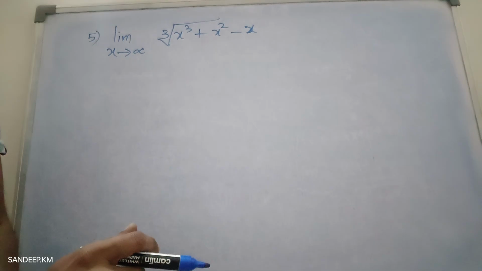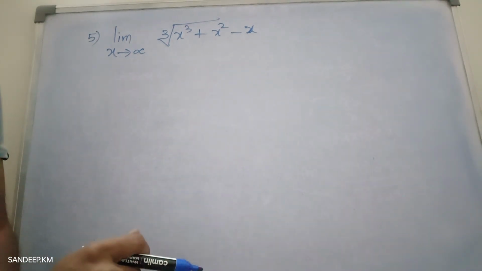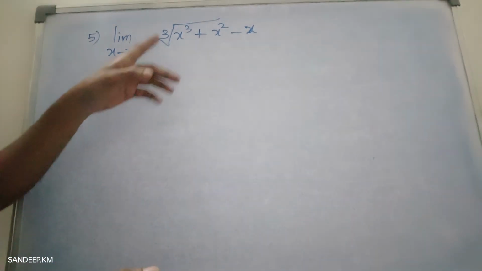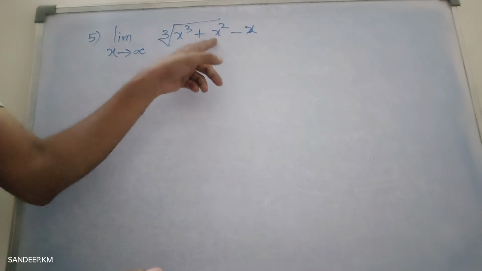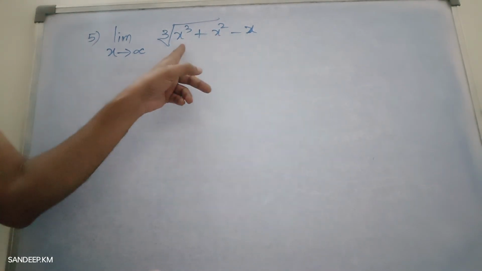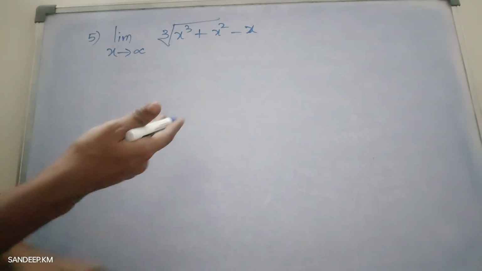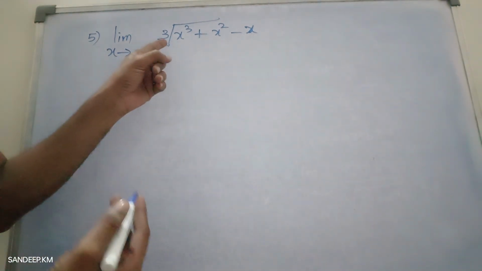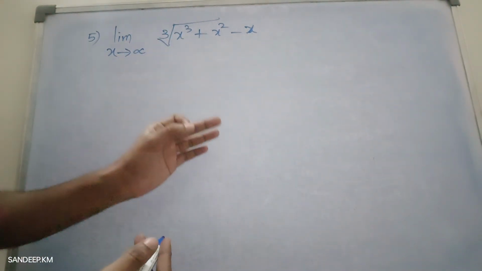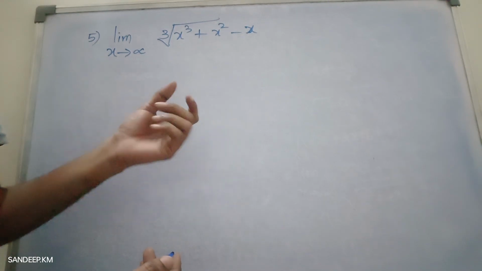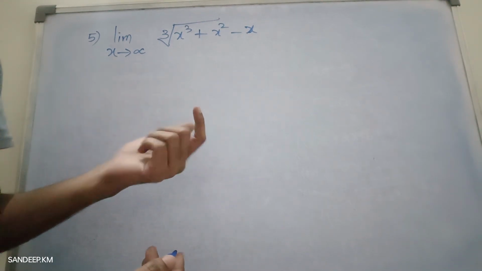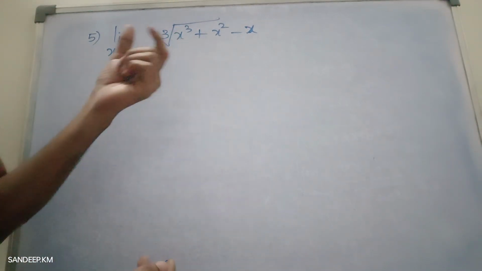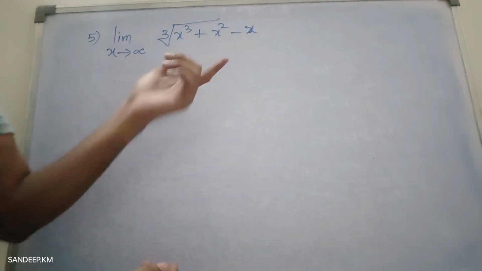So here is our question number 5. Limit x approaches infinity, cube root of x cube plus x square minus x. It is not square root. If it is square root, you could have done this question like fourth one and third one, but it is cube root. Please understand this. It's very important for us to know the concept of rationalizing factors. Okay, with that knowledge only we can be able to solve this question.